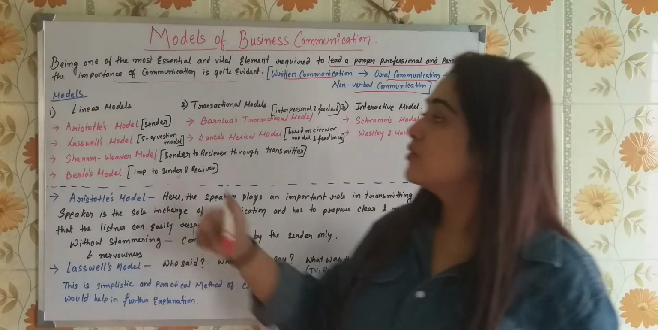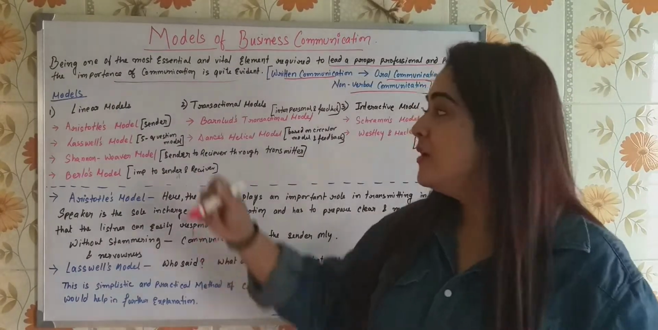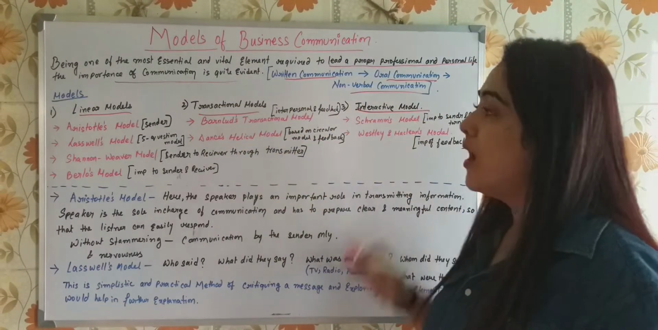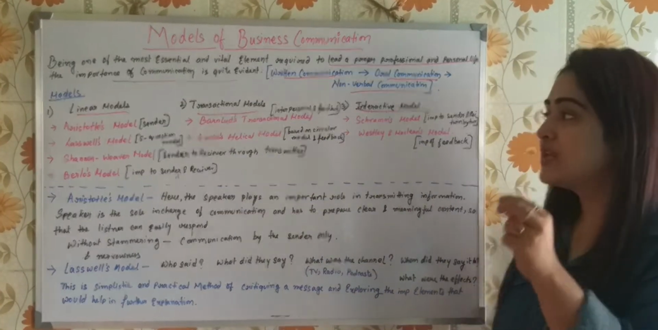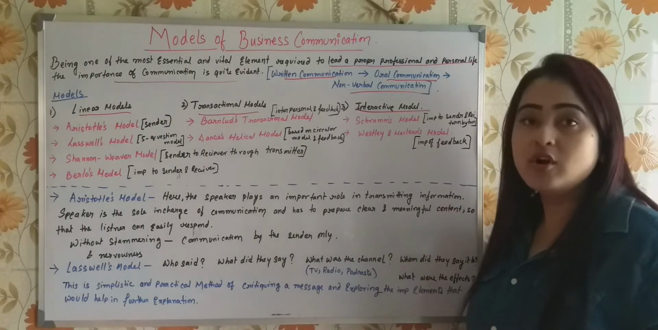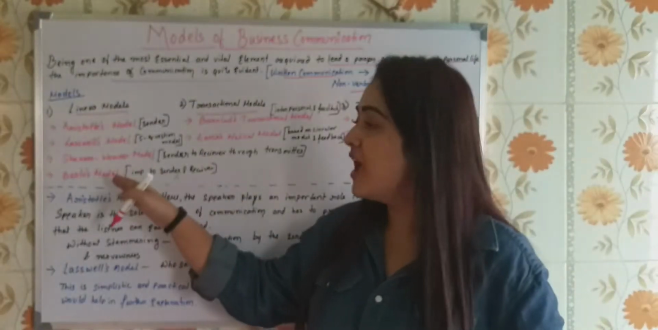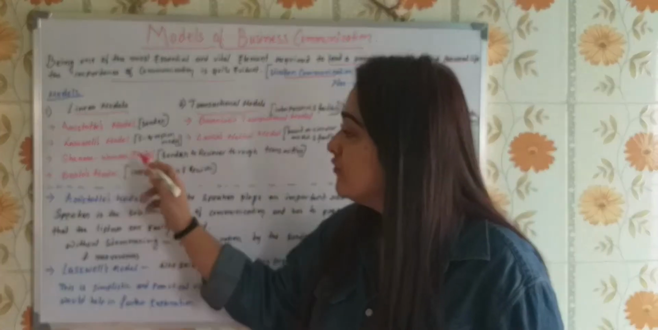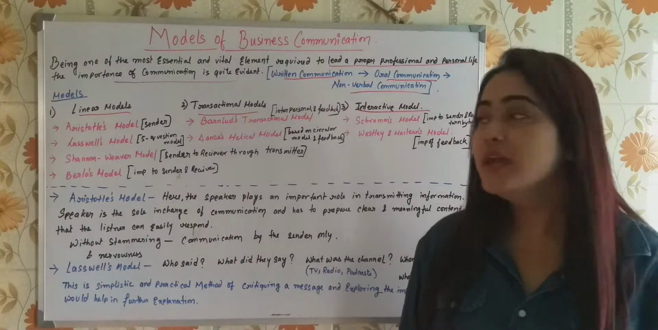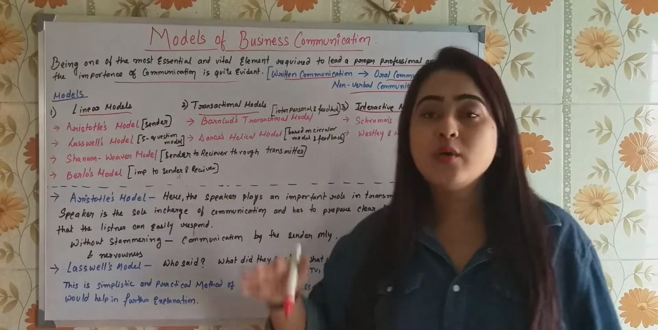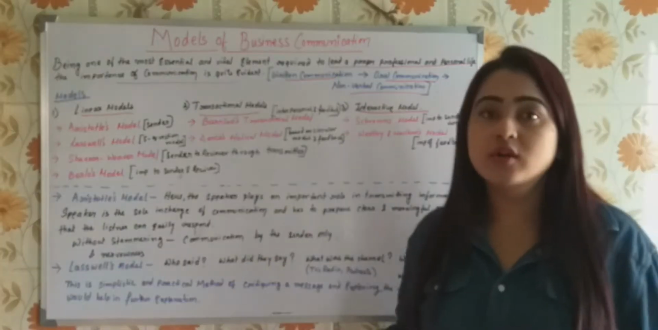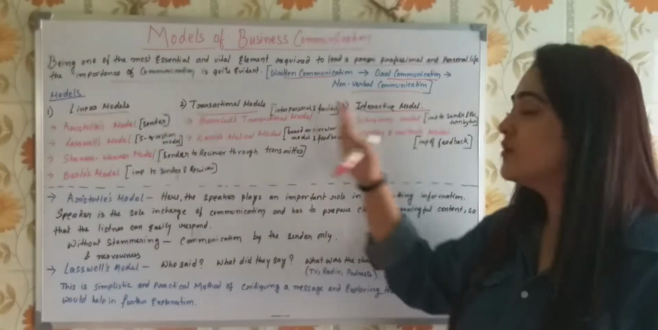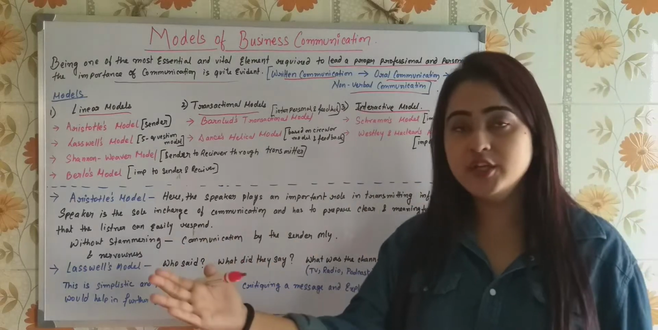Got it? Now talking about the models, we have three basic models here. One is the linear model, the transactional model and the interactive model. Under the linear model we have Aristotle's model, Lasswell's model, Shannon-Weaver model and Berlo's model. Now here we are not going to describe all the models. I will just describe two of the models under the linear model.